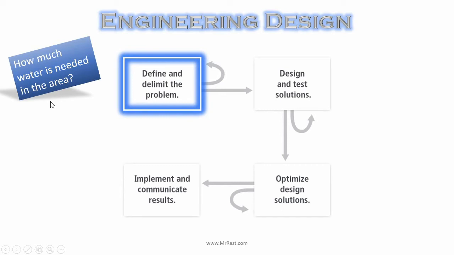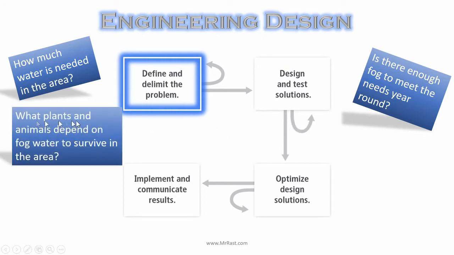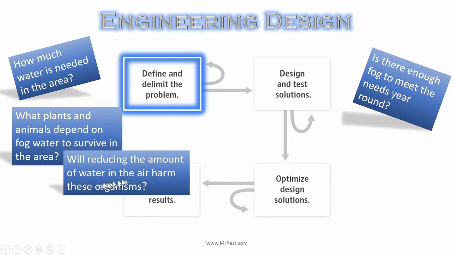How much water is needed in the area? So this is what we mean by defining the problem. How much water is needed? Would the fog be enough to supply the water year-round? So is there enough fog to meet the year-round needs annually for this area? What plants and animals depend on the fog water to survive in the area? Will reducing the amount of water in the air harm these organisms? So you've got to think about when we're going to harvest something, how will that change other systems?